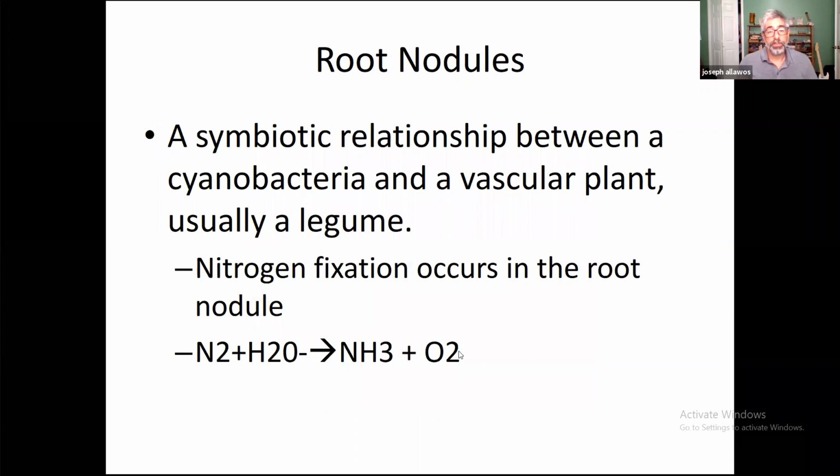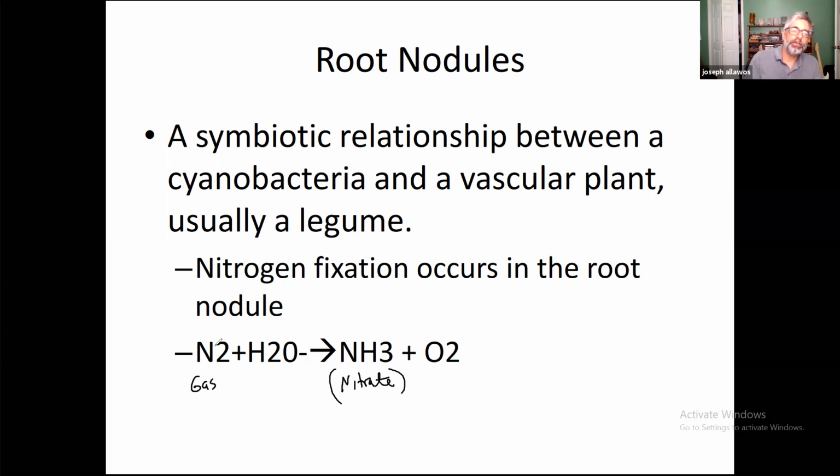And you can see here, here's the chemical reaction. This is nitrogen gas. So this is nitrogen gas, N2. This is water, of course. And this is nitrate. Okay. It turns out, frustrating as it must be, that plants cannot use nitrogen gas as a source of nitrogen.